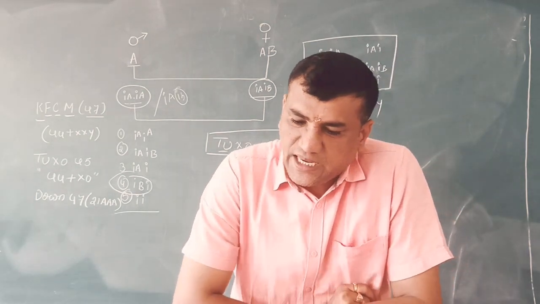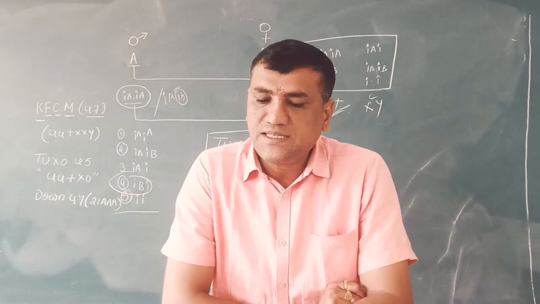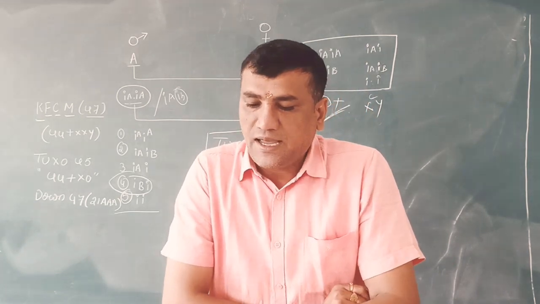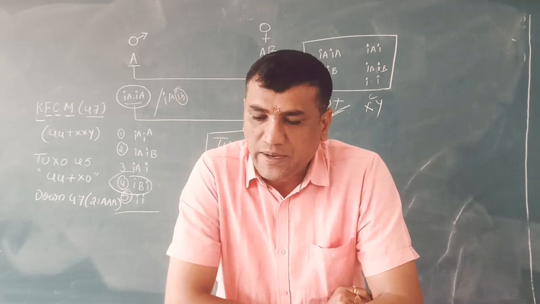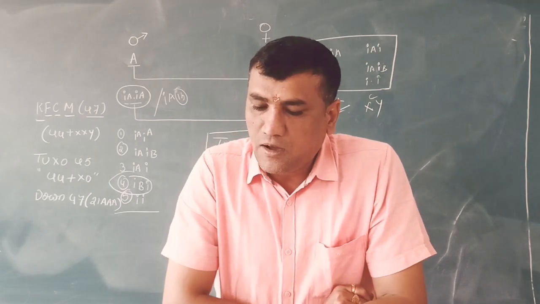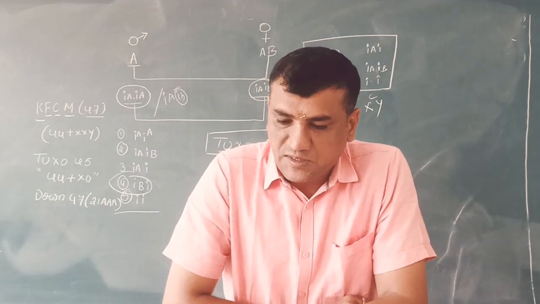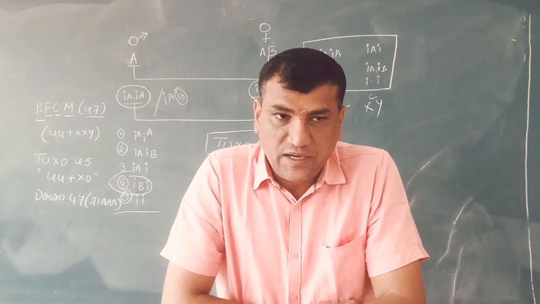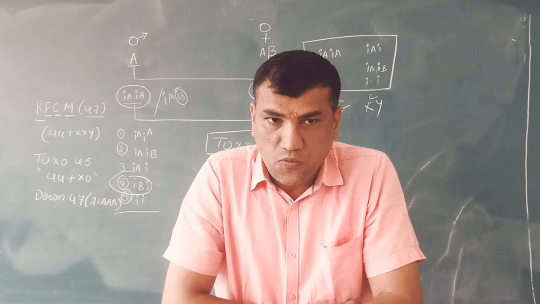Next, ABO blood group is controlled by gene I, which has 3 alleles and shows codominance. There are 6 genotypes. How many types of phenotypes are possible? 4 phenotypes. 4 only. A, B, AB, O.